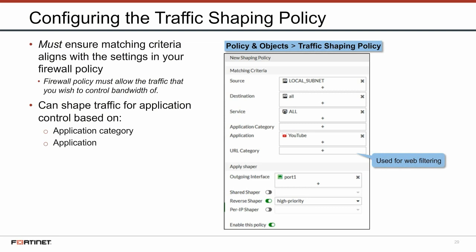There are two types of shapers that can be configured from the traffic shaping policy page, and you can apply them in the traffic shaping policy. Shared shaper applies a total bandwidth to all traffic using that shaper. The scope can be per policy or for all policies referencing that shaper. Per IP shaper allows you to apply traffic shaping to all source IP addresses in the security policy, and bandwidth is equally divided among the group.